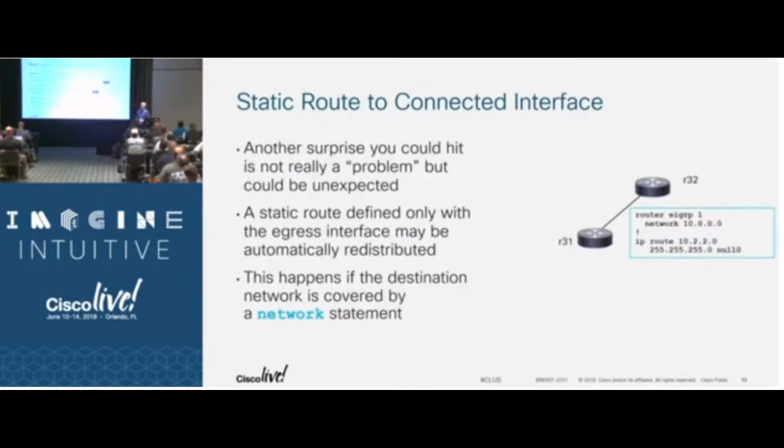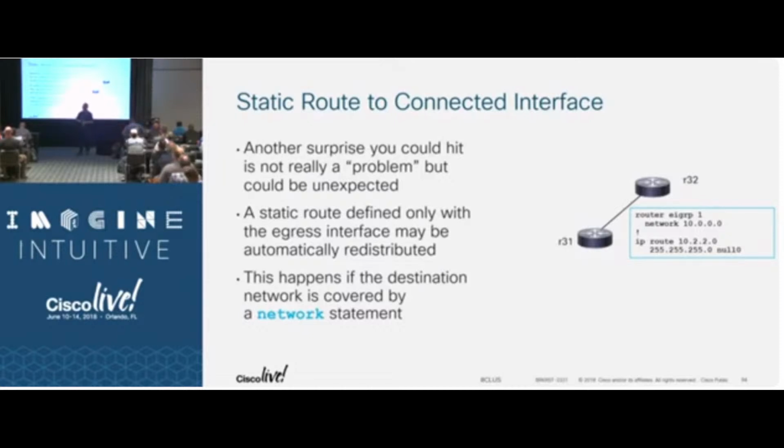Another more of a, let's say, surprise rather than a real problem is that you actually find yourself seeing a network in EIGRP that is a static route and suddenly makes its way into EIGRP, and you didn't do any redistribution yourself. This is actually a feature that has been in iOS since ages, and is that if you define a static route out an interface only, no next hop, just an interface, for certain purposes, this route behaves like a connected route.